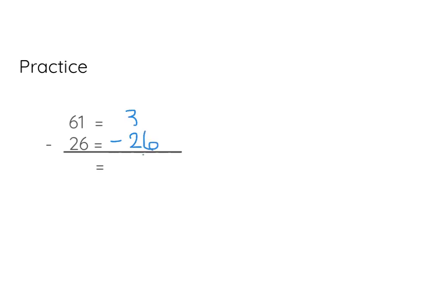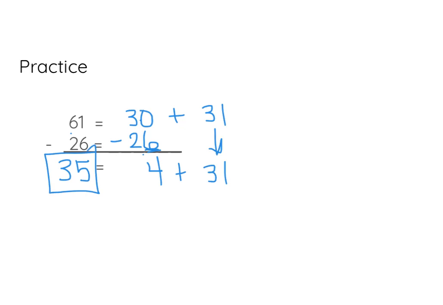26's next 10 equals 30. When I break apart 61, it's a 30 plus 31. Bring down the 31. 30 minus 26 is 6's partner, which is 4, for an answer of 35. Kids, great job. Do some more practicing. Tomorrow will be a lot of fun. Just keep up the good work.